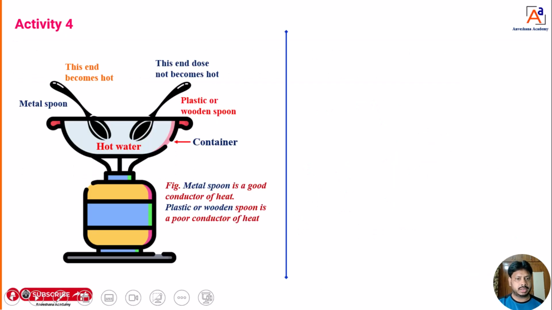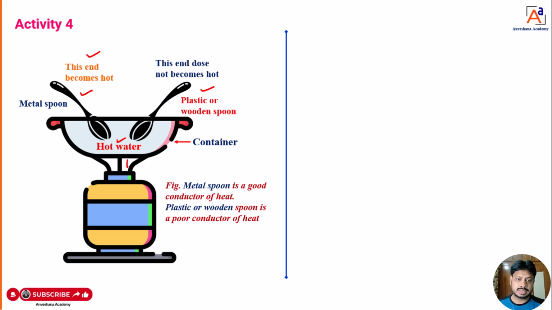Then one more activity, the fourth activity, dear students. You can see it at home when cooking. You put in a metal spoon, then what will happen? Leave it for 2 minutes or 5 minutes. And I will take two spoons here: one is a metal spoon, another one is a plastic or wooden spoon. Leave them for 4 or 5 minutes. Okay, hot water is there. You are supplying heat continuously. The water is getting boiled.